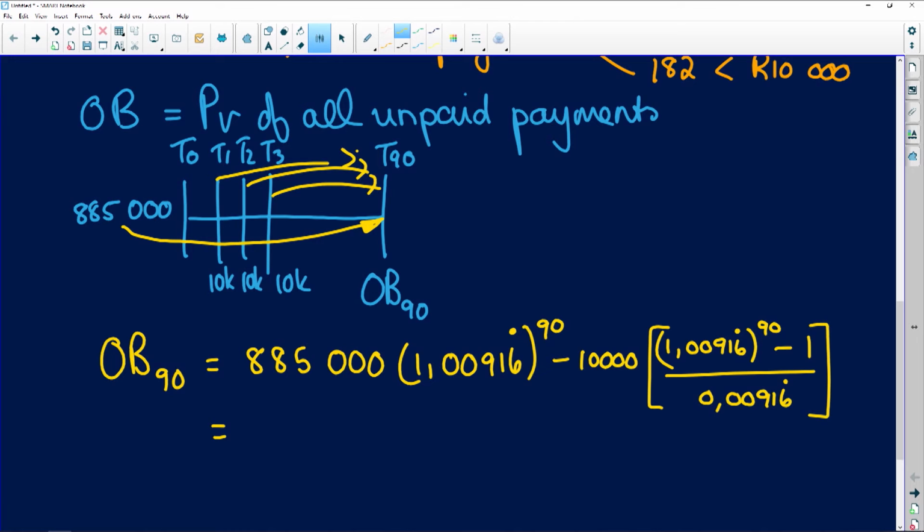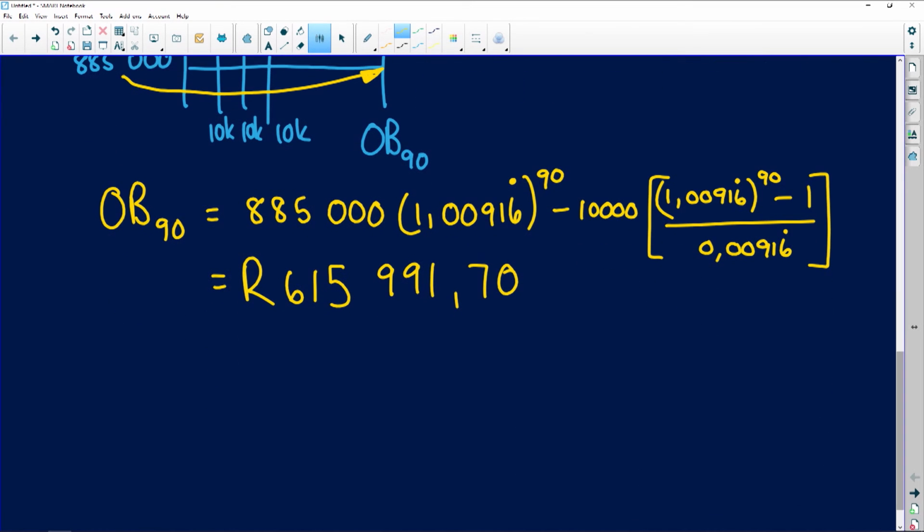The first half of this calculation on my screen is just the value of the loan moving to the same point on the timeline. We cannot leave the value at the beginning and subtract the 10,000s that happened over a 90-month period. Okay, folks, now all of this is beautiful calculator work for you to do. Once you've done it, you get 615,991.70 as your result for your outstanding balance at 90 on this timeline.